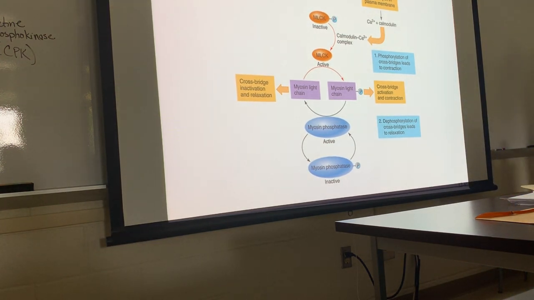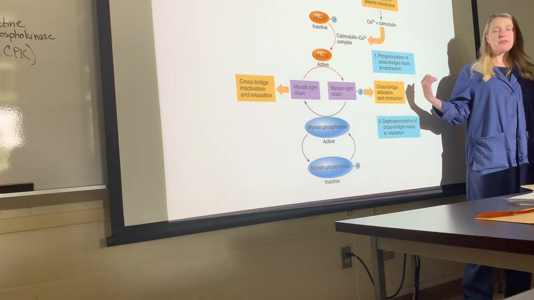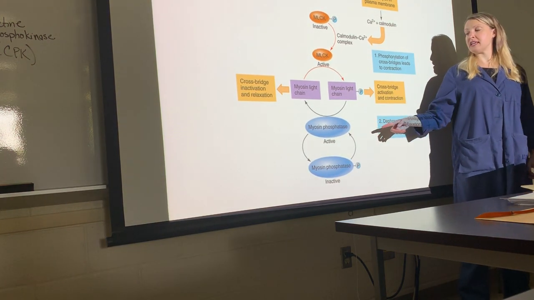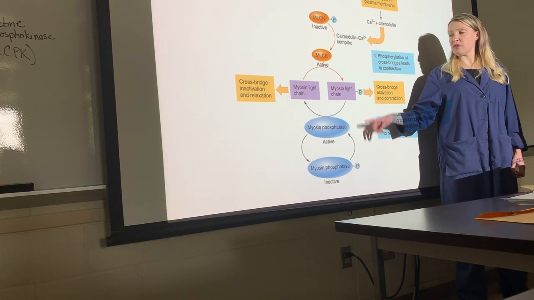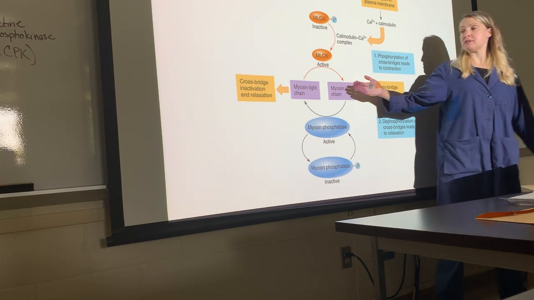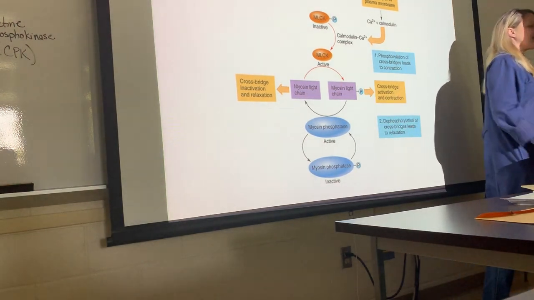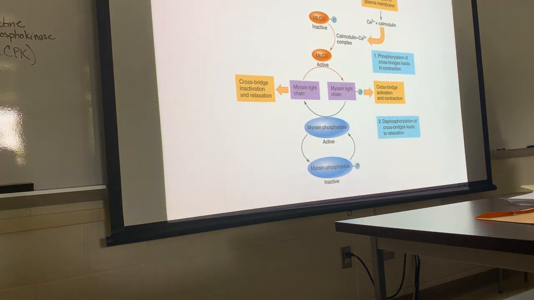It's actually not too complicated. Calcium combines with calmodulin, which activates MLCK, myosin light chain kinase, causing it to transfer phosphate to the myosin light chain, and that causes the contraction. When it's time to stop the contraction, myosin phosphatase is going to remove the phosphate, and when that happens, the myosin light chain relaxes and contraction ceases. That's it. That's all.